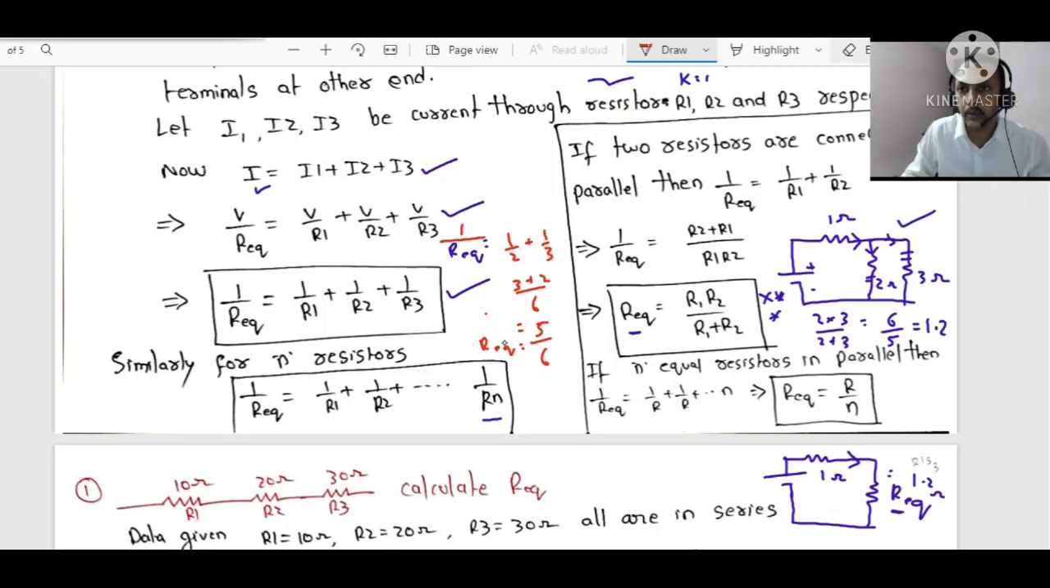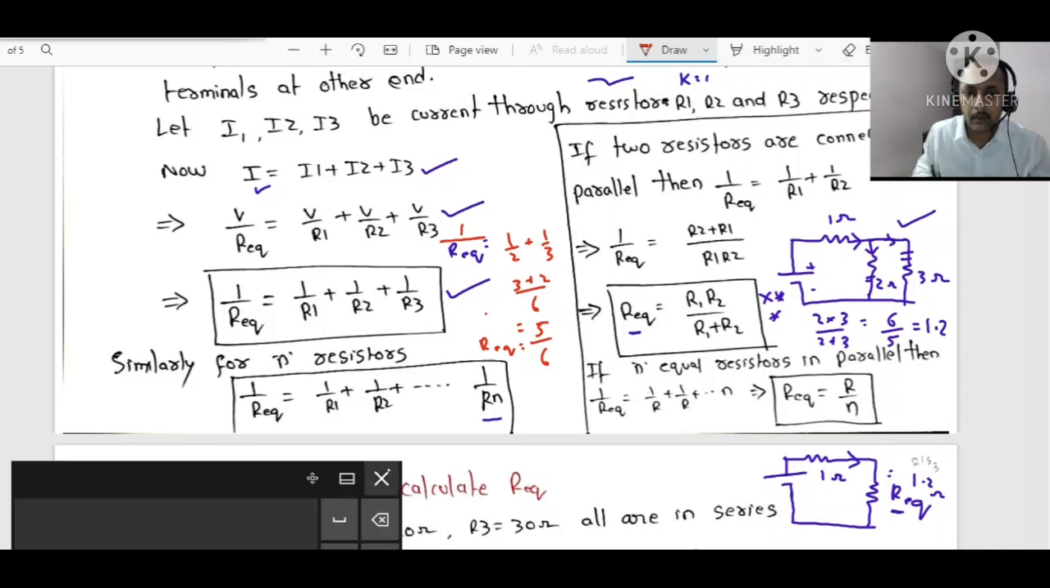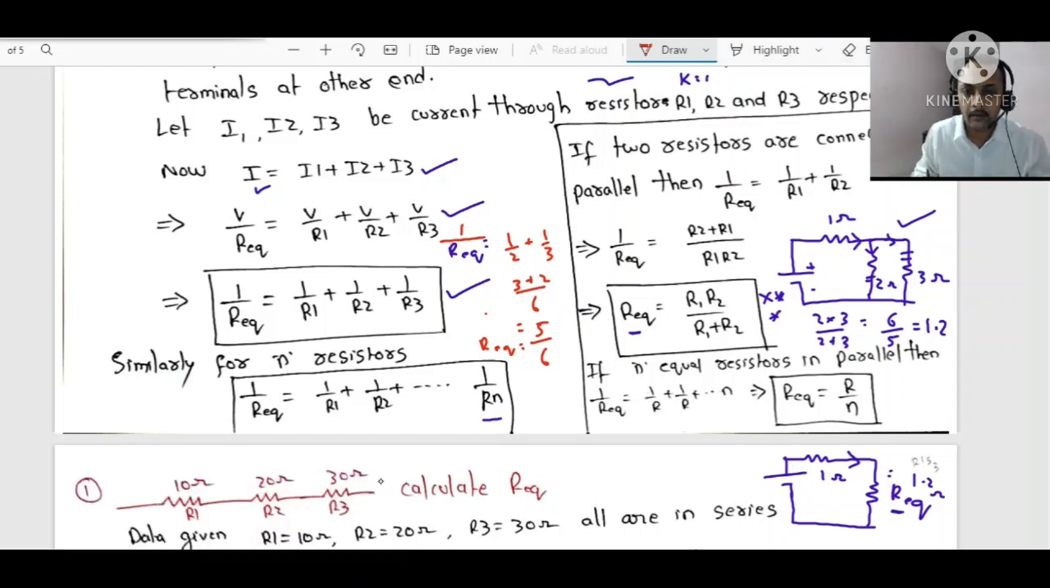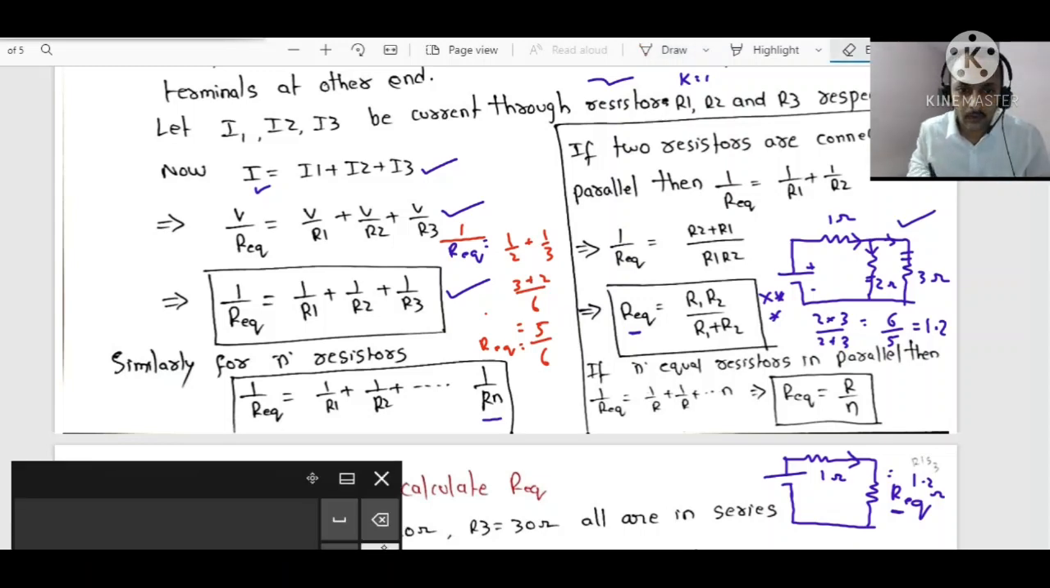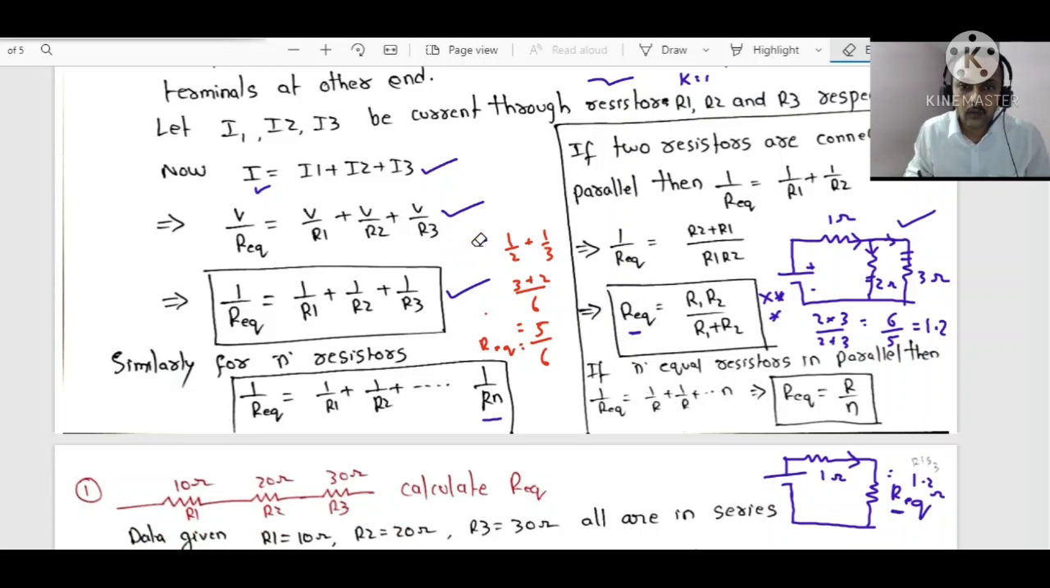That's what I used to tell my students. Everything looks simple, but while doing the problems, some mistakes are committed, might be due to hurry. Whatever the case, please remember 1 by R equivalent equals the sum. Don't write R equivalent equals that directly. Possibilities of mistakes are there.